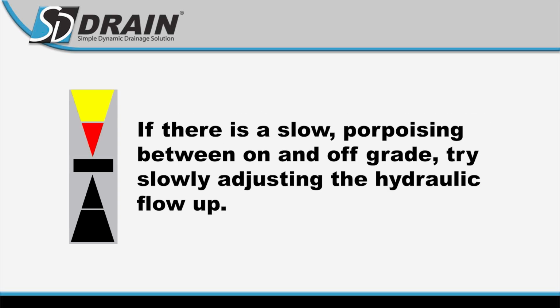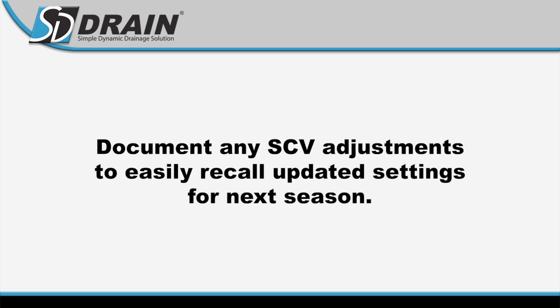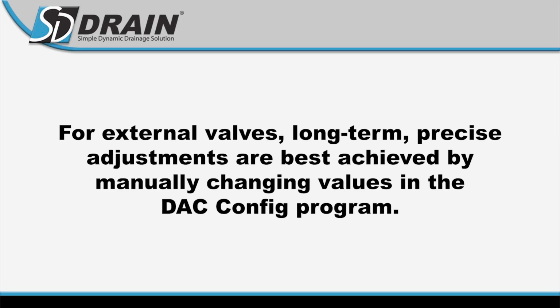If there is a slow porpoising between on and off grade, try slowly adjusting the hydraulic flow up. Document any SCV adjustments to easily recall updated settings for next season. For external valves, long-term precise adjustments are best achieved by manually changing values in the DAC Config program.